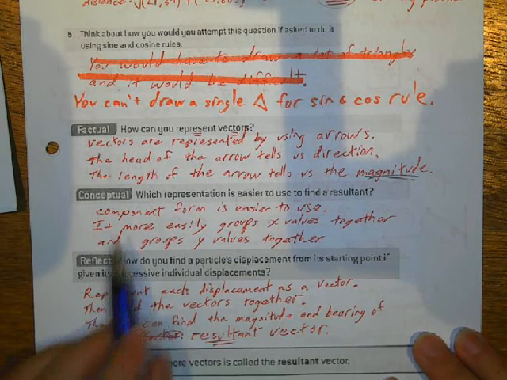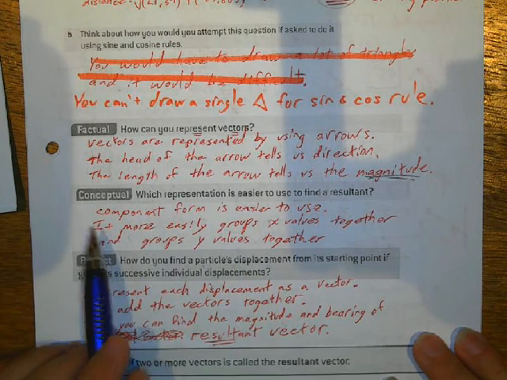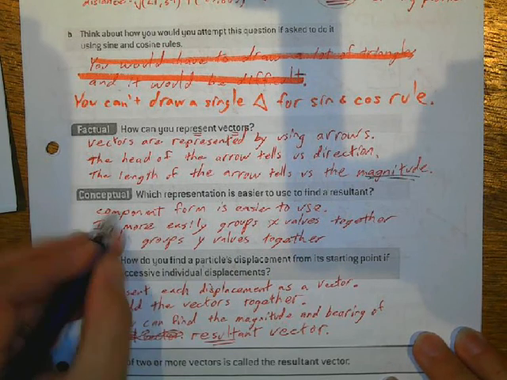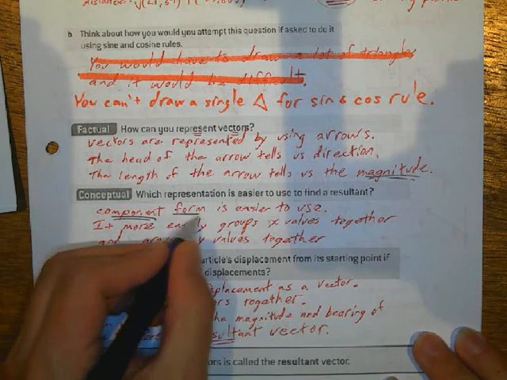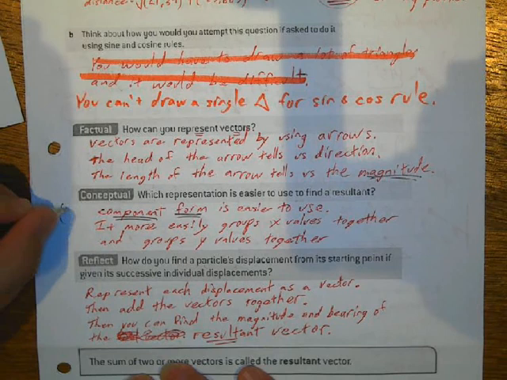Okay, which representation is easier to use to find the result? Component form is the easiest one to use. Okay, that's when you've got your x value and your y value, like that.